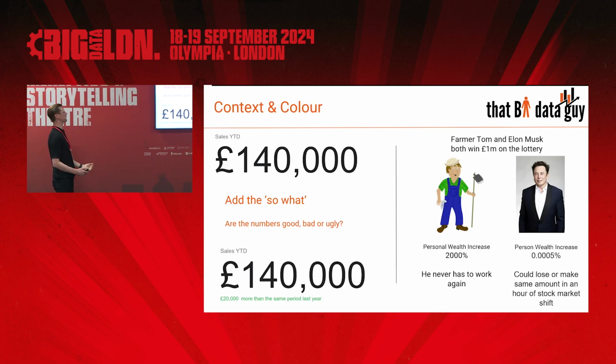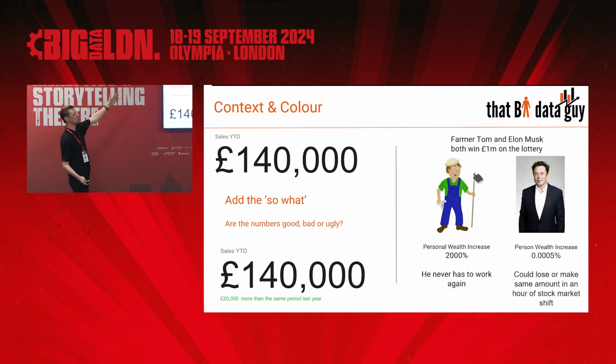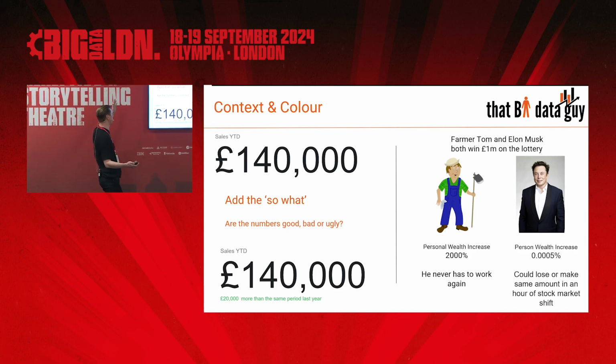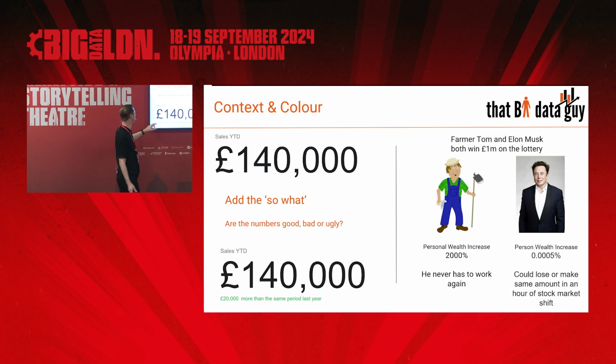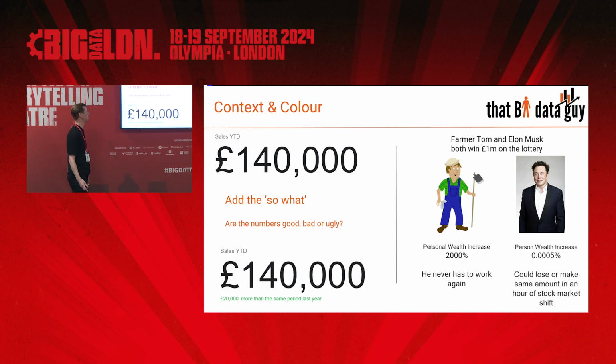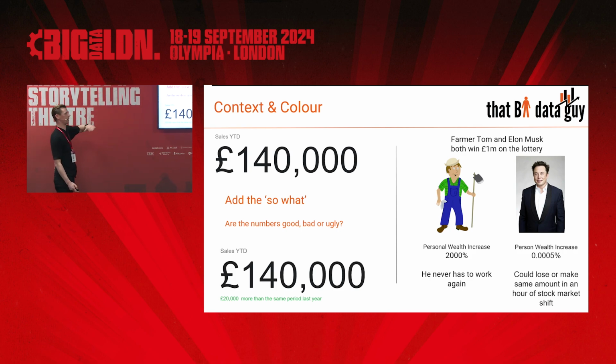And then context and colour, okay? So £140,000 sales year to date. Well, is that good, bad, indifferent? Should I panic? Should I not? Just put a little bit of a clue, yeah? 20,000 more than last year. Okay, move on. I'll go on to the next KPI, yeah?